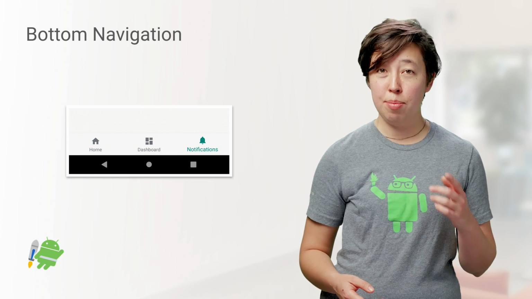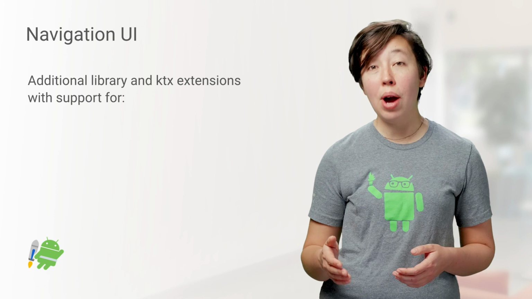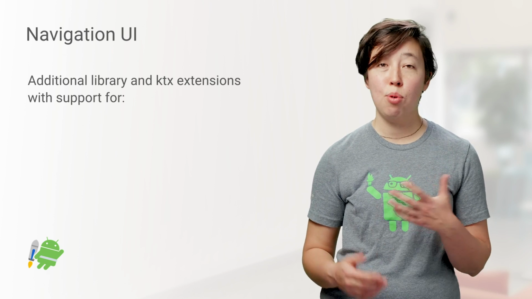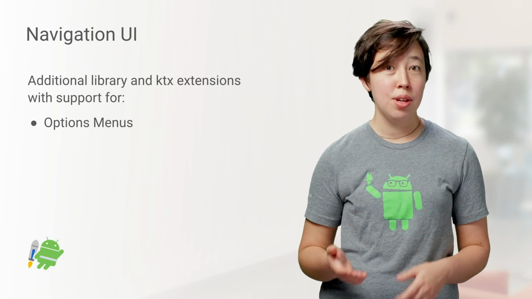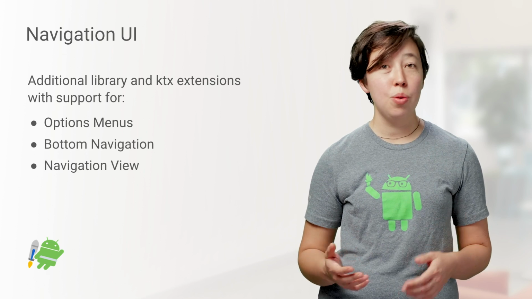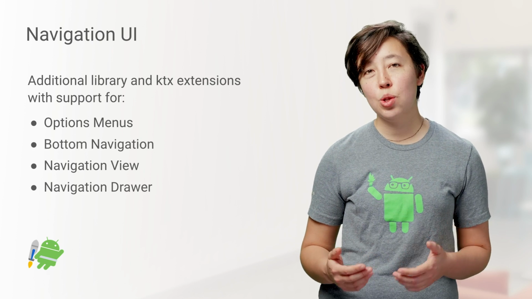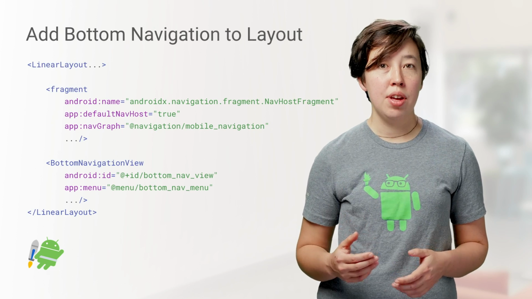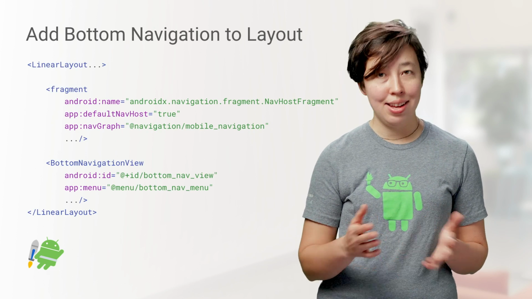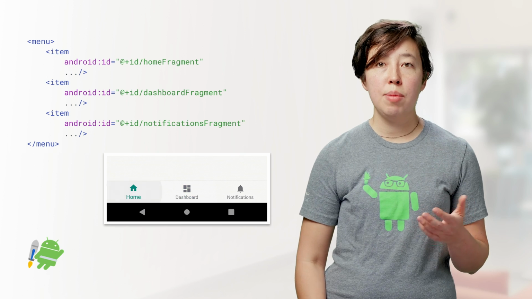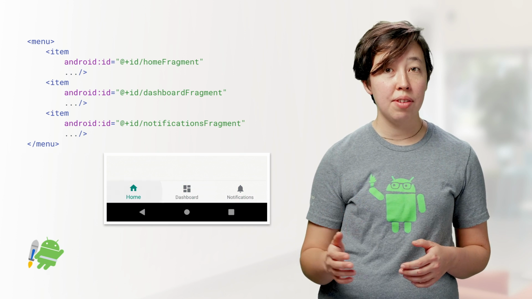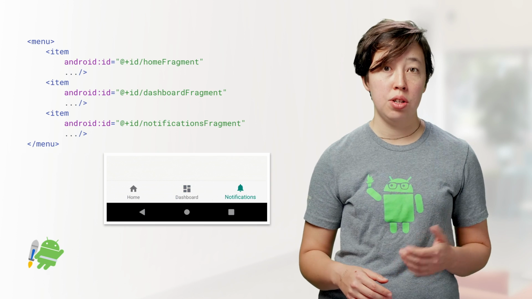Let's talk about setting up that bottom nav. The navigation component includes an additional navigation UI library in Java and KTX extensions for Kotlin that have support for options menus, bottom navigation, navigation view, and navigation drawer. It also works with action bar, toolbar, and collapsing toolbar. For our bottom nav, you'd add the bottom nav to your XML as normal. You'd also create an XML menu with IDs that match the XML IDs of your destinations in your navigation graph that you want the bottom navigation to go to.